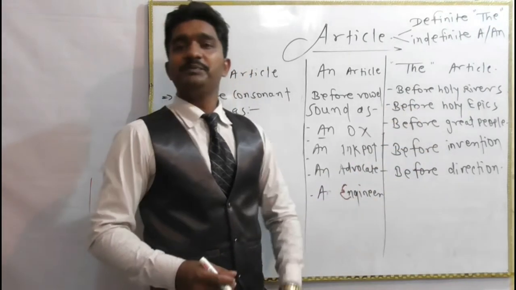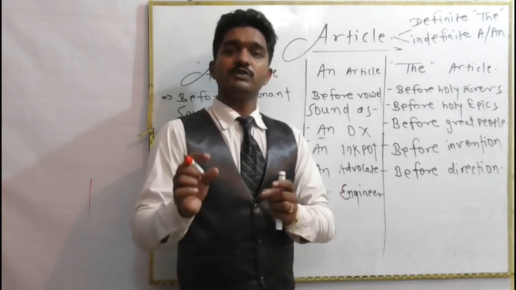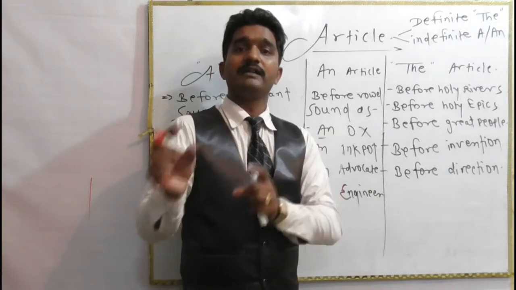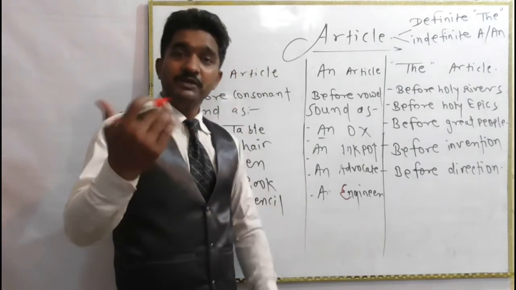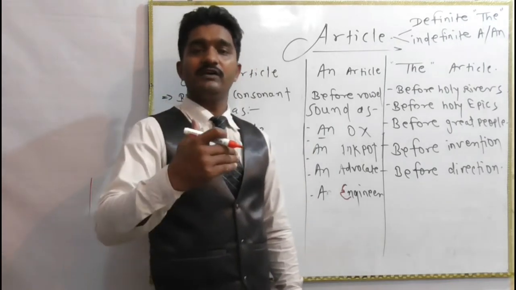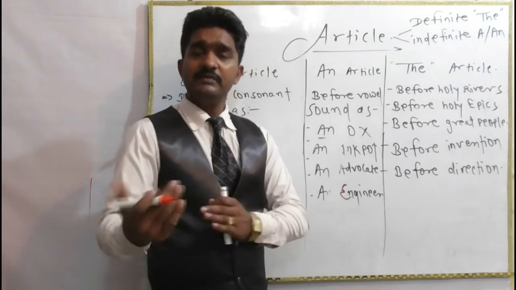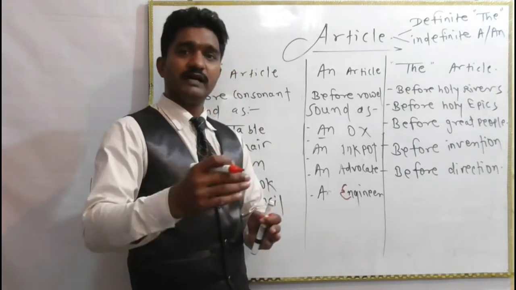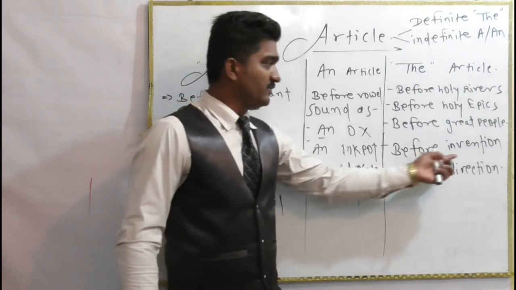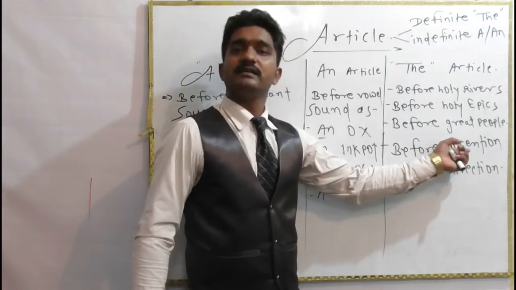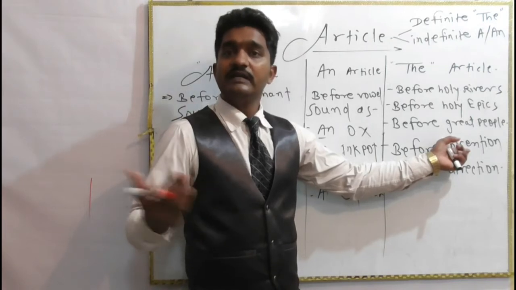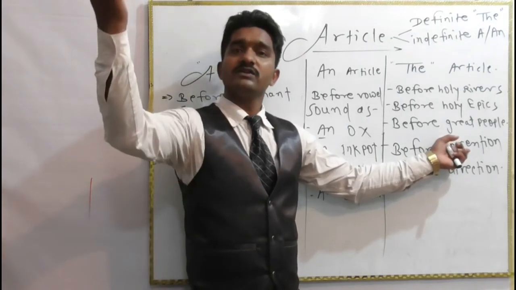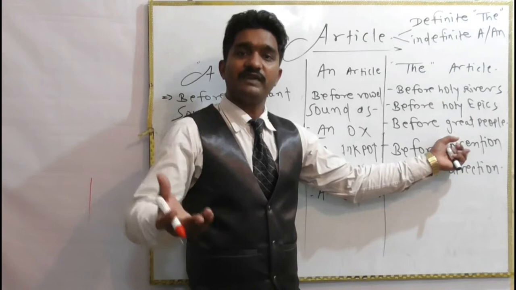Next, before the great people like Mahatma Gandhi, so not Mahatma Gandhi, but the Mahatma Gandhi, the Subhash Chandra Bose. I mean the people who did great work for any sector, for our country, for the people. So those are the great. Next, before the invention which was invented by science, like fan. So this is the fan.